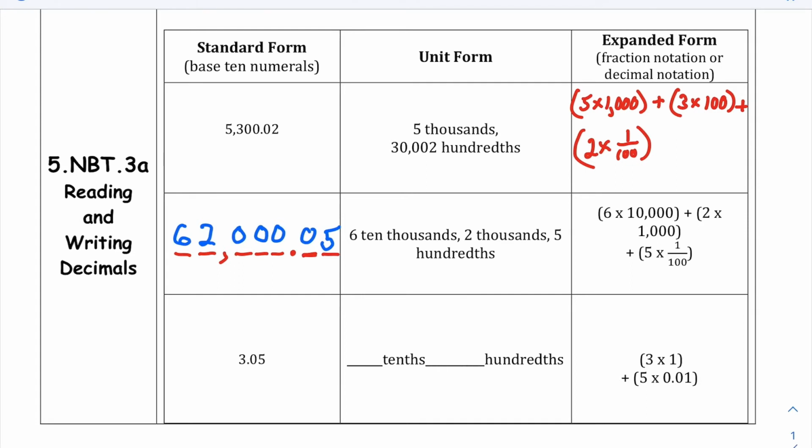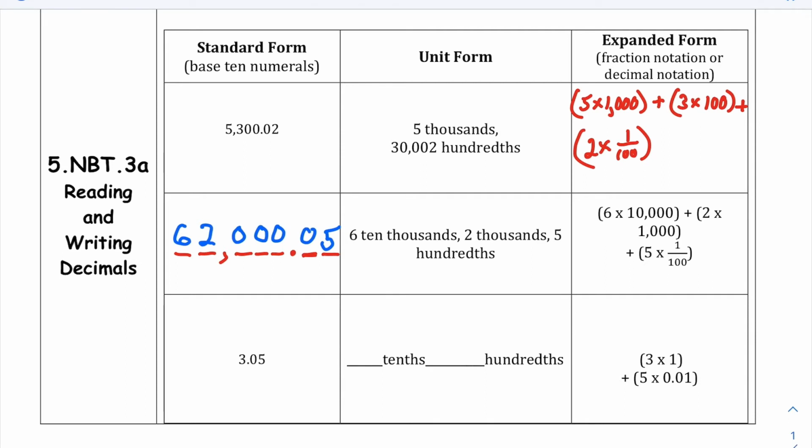3 and 500ths. Now, I have the standard form, I have the expanded form, I'm being asked to do unit form. Now remember, unit form, there are many correct unit forms. There's only one correct standard form. There's one correct expanded form. We can just write it in fraction notation or decimal notation. But unit form is where we have a lot of flexibility.